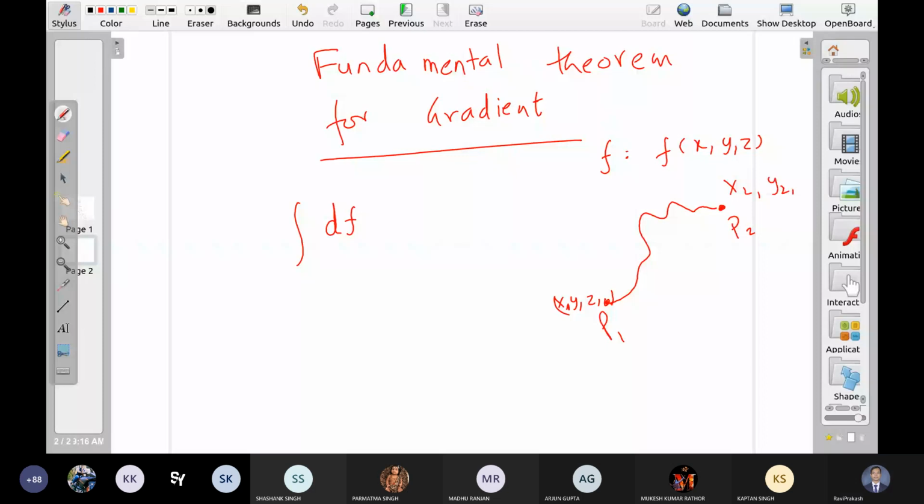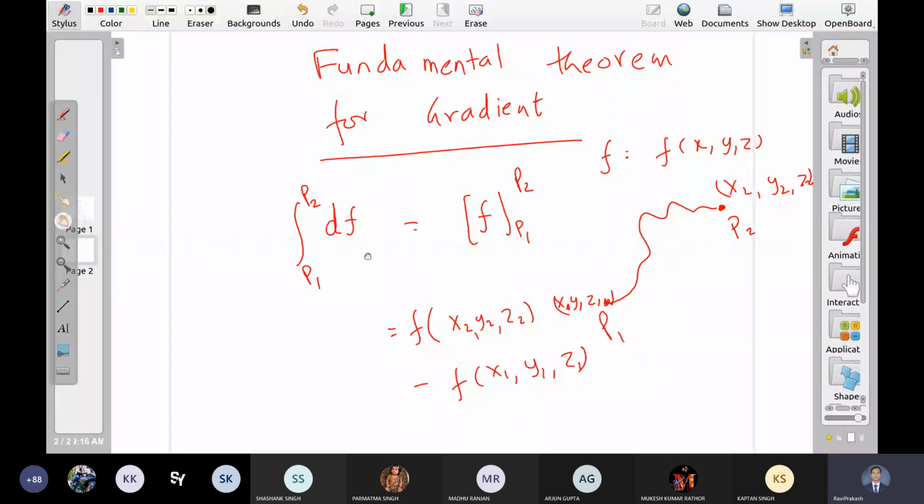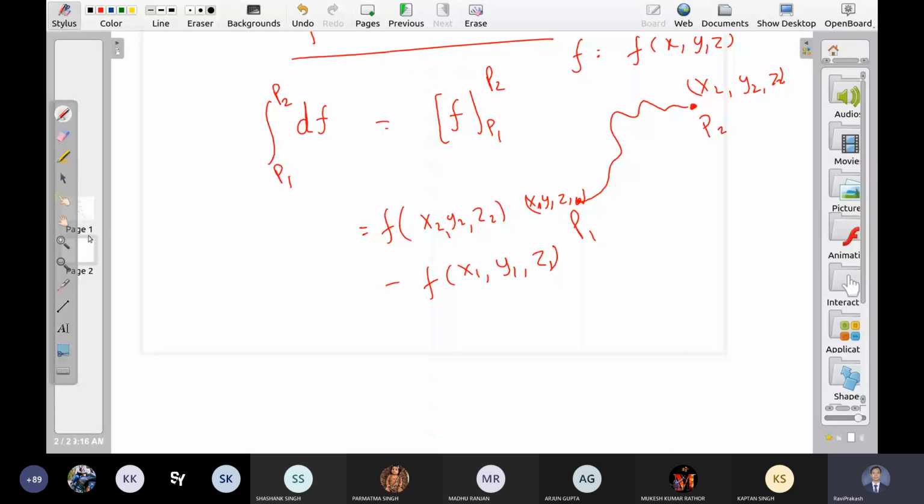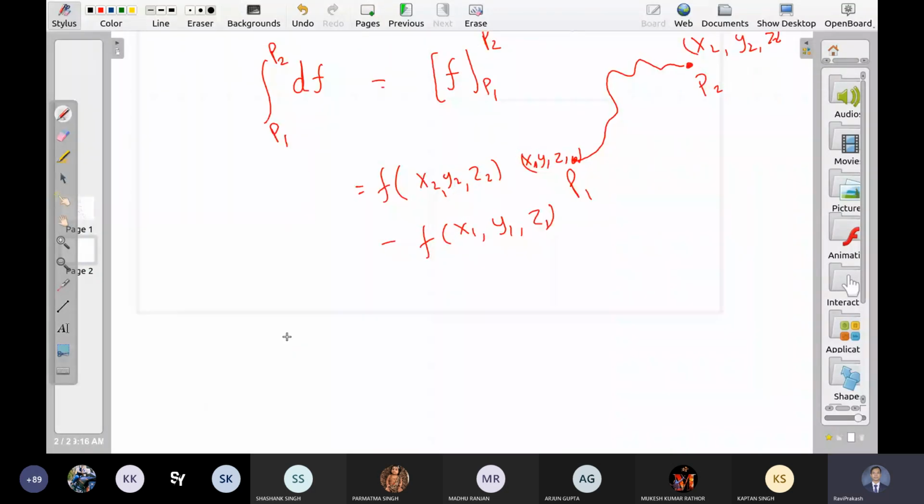What is this integral from point P1 to point P2? So integral of df is simply f. Put value P2, P1. So f calculated at x2, y2, z2 minus f at x1, y1, z1. Right? How do I write df? df can also be written as, we have already discussed, df is the change in the function, which is equal to how much?